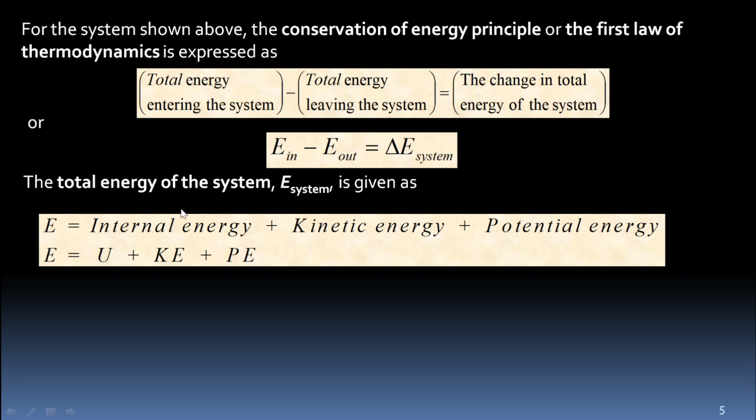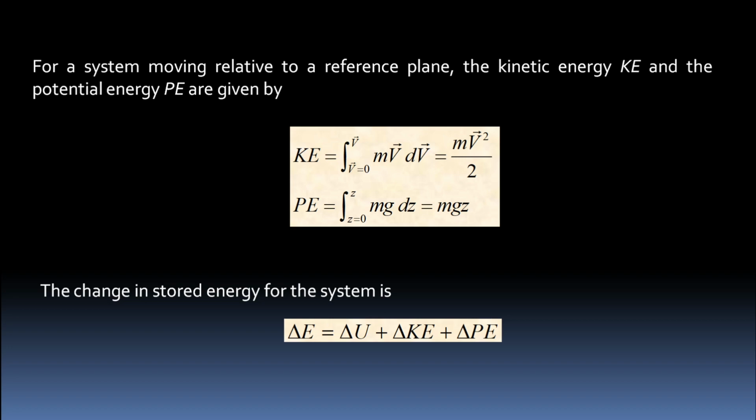Now the total energy of the system, E of the system, is not delta E. E of the system is the sum of internal energy, kinetic energy and potential energy. We have seen that in the previous sessions. Kinetic energy is half m v squared, and potential energy is mgh or mgz, right? Now the change in stored energy of the system, that is delta E, is equivalent to the change in internal energy plus the change in kinetic energy plus the change in potential energy.